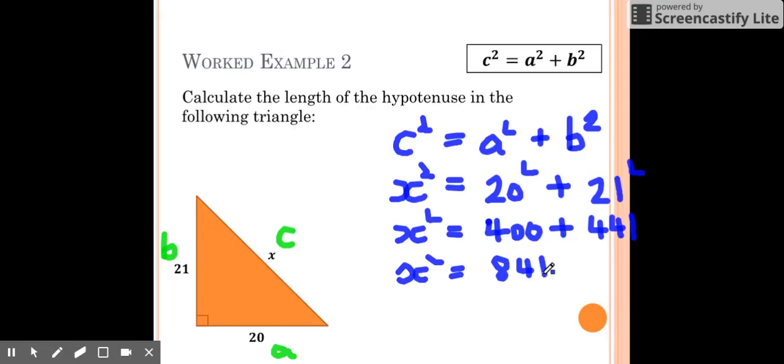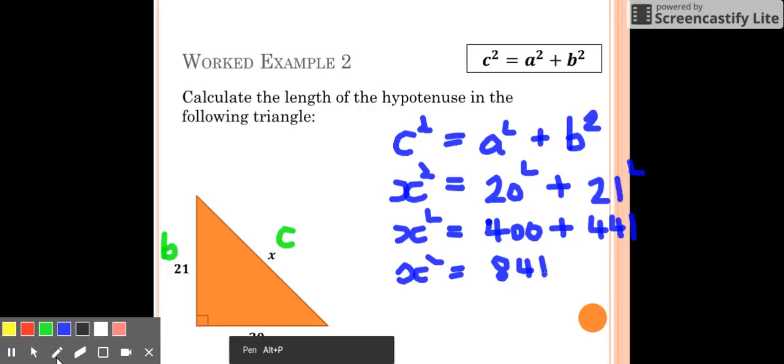841. Now I've got one more job I need to do before I get the actual length of x. At the moment, it's telling me that x squared is 841. So if I times x by x, I get 841. So I need to square root it to find out what x is.